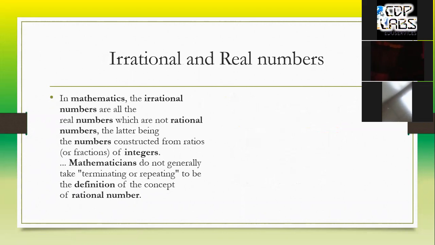All right, I will read this time. In mathematics, the irrational numbers are all the real numbers which are not rational numbers, the latter being the numbers constructed from ratios or fractions of integers. Mathematicians do not generally take terminating or repeating to be the definition of the concept of rational numbers. When it cuts off, we'll dive more into it.